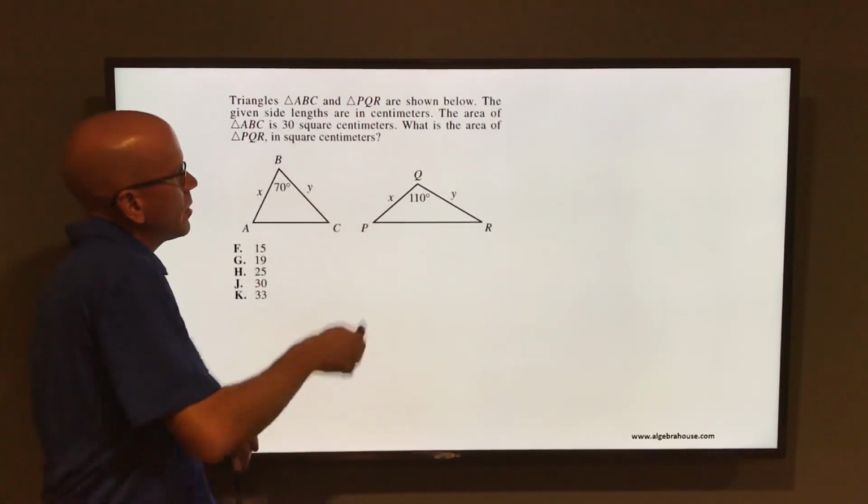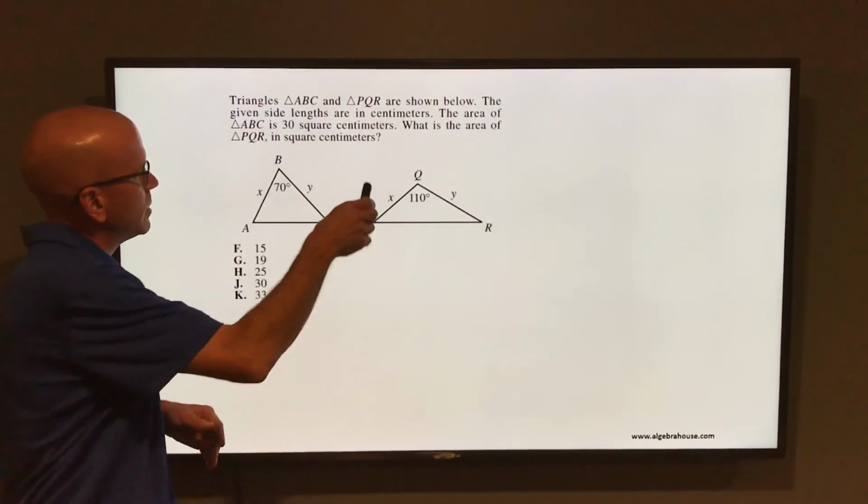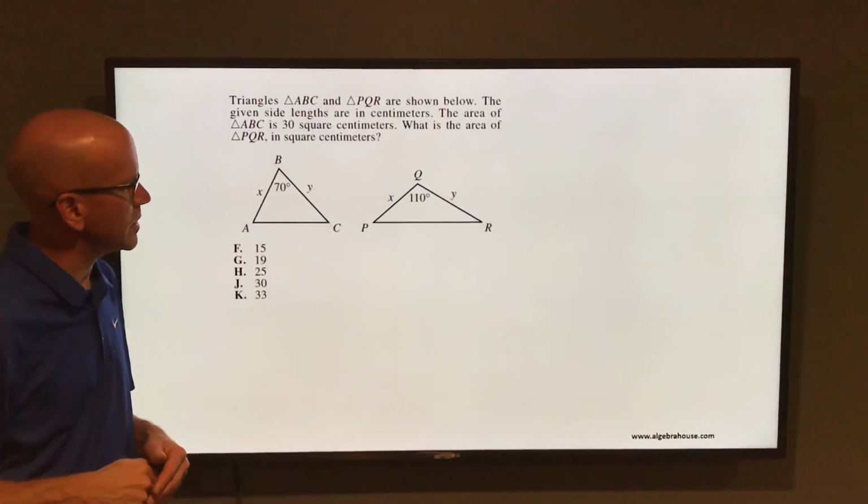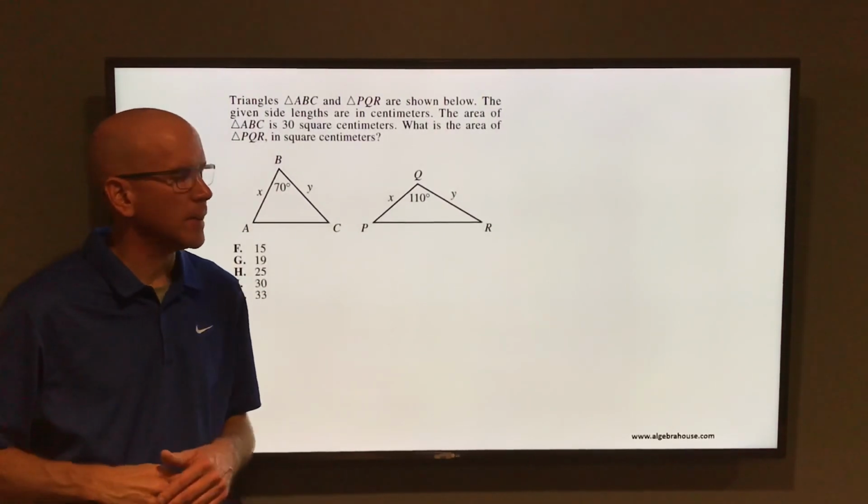Triangles ABC and PQR are shown below. The given side lengths are in centimeters. The area of triangle ABC is 30 square centimeters. What is the area of triangle PQR in square centimeters?